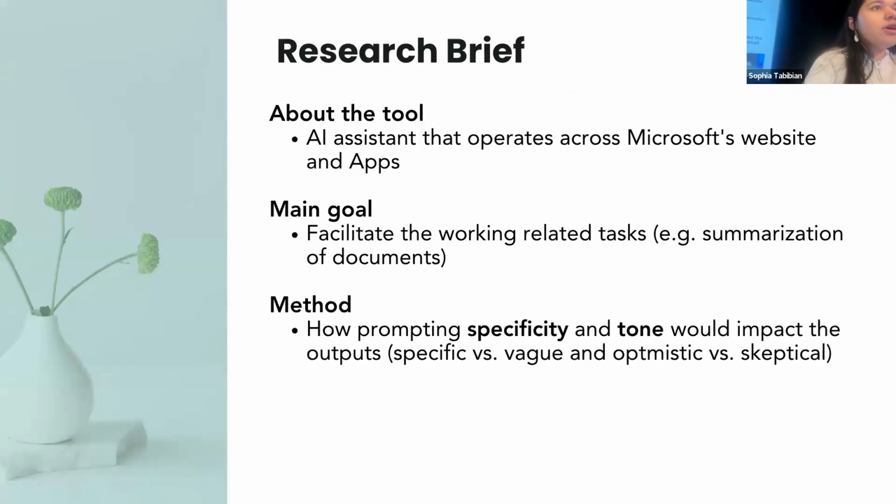For the research brief, diving more into how this AI tool works, Microsoft Copilot is an AI system that uses natural language processing and operates across Microsoft websites and products such as Excel, Outlook, and Teams. For my research, I used it through its web-based chatbot interface. The main goal of the tool, basically what it performs best, is to improve the efficiency of work-related tasks, such as summarizing documents, organizing reports, and giving insights to the user.